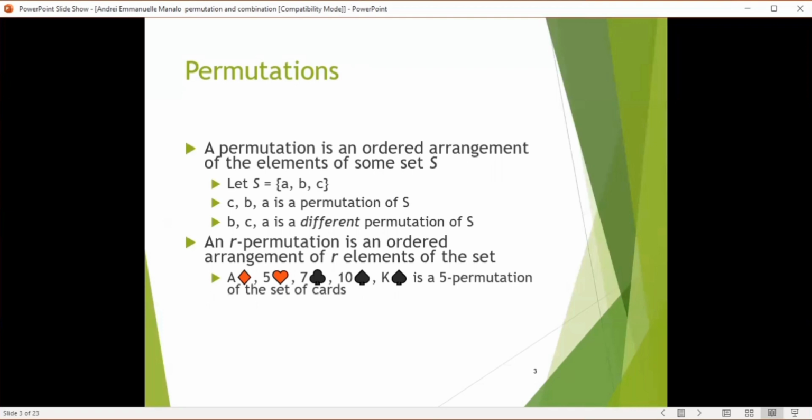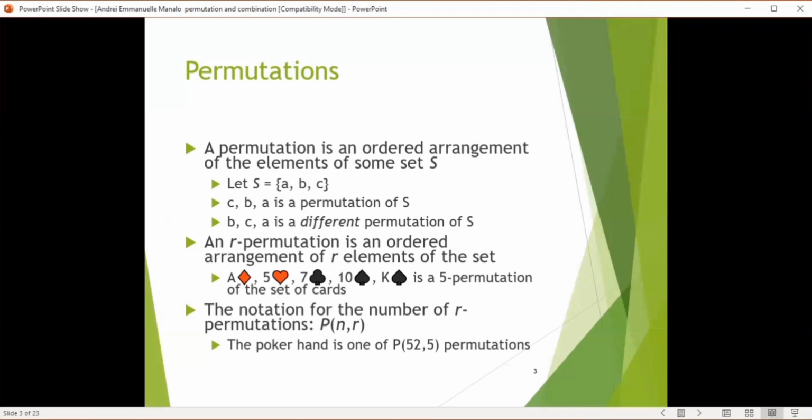Ace of diamonds, 5 of hearts, 7 of clubs, 10 of spades, and king of spades is a 5-permutation of the set of cards. The notation for the number of r-permutations is P(n, r). The poker hand is one of the permutations P(52, 5), a 5-permutation.